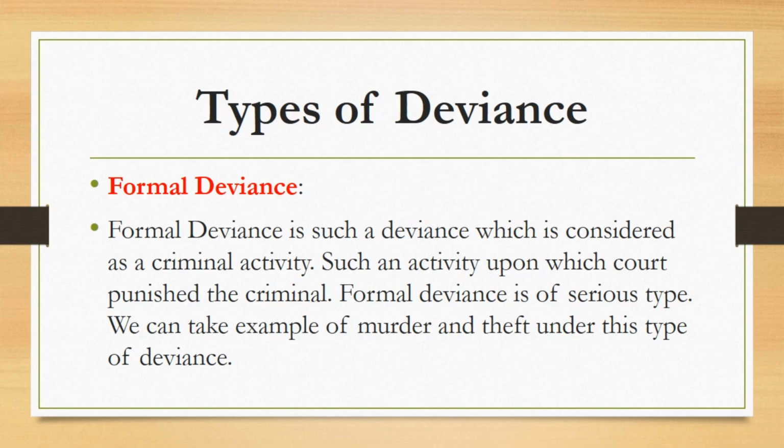Killing someone or committing robbery are considered acts of deviance in almost every society, because both of these acts are against the cultural norms and values and are also of a serious type. So the court will be involved and punish the culprits. All those acts which are against the norms, values and cultural standards of a society and are of a serious type, like murder, theft, etc., are called formal deviances.